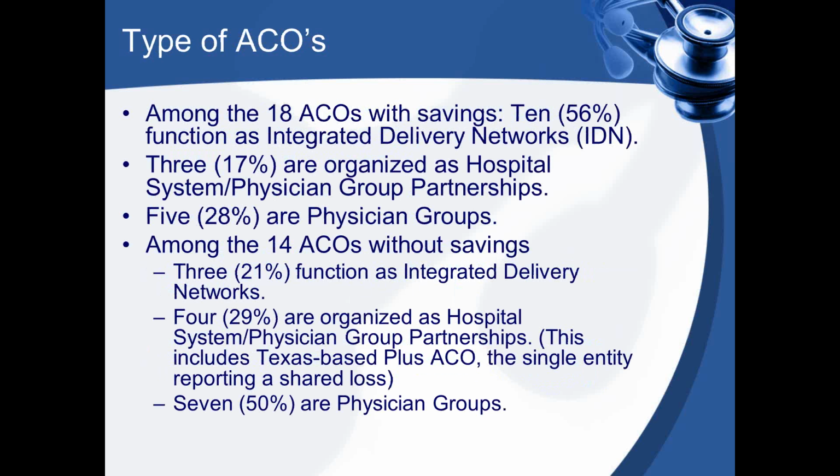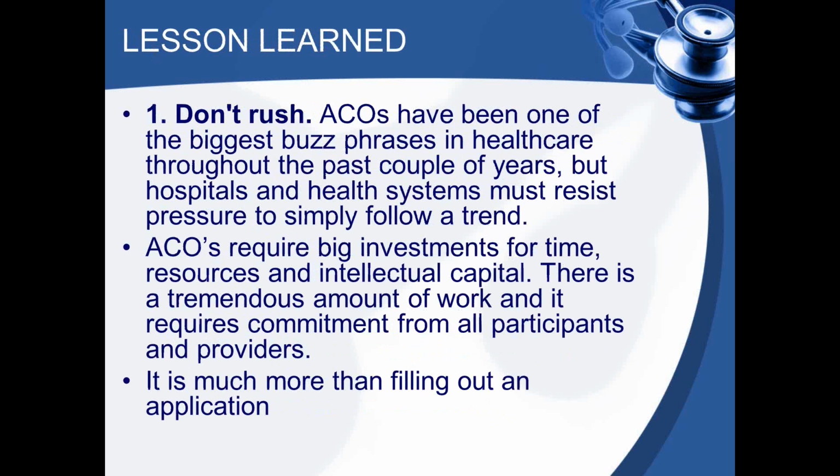And the types of ACOs, this was kind of different. Of the 18 that had savings, 10 of them were IDNs, 3 of them were hospital physician groups, and 5 of them were just plain physician groups. But of the 14 that were without savings, half of them were physician groups, where the other half were IDNs and hospital physician groups. So what lessons have we learned?